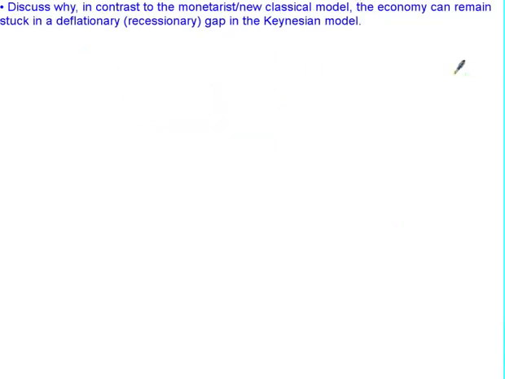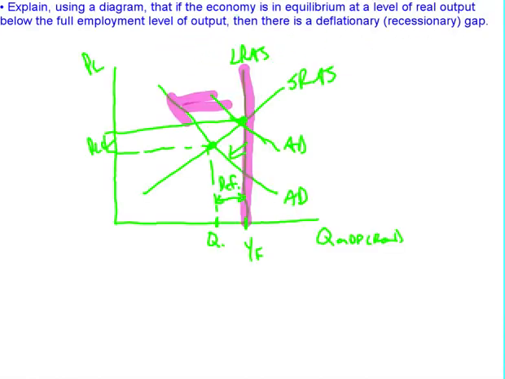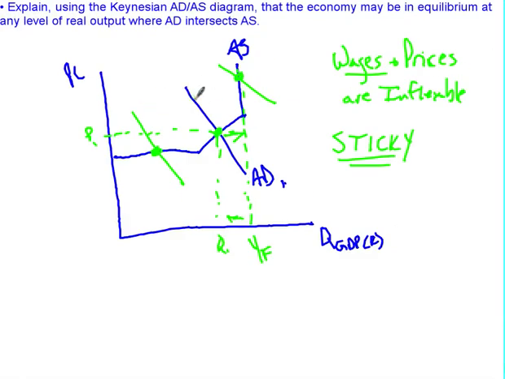Now the next one: discuss why, in contrast to the monetarist, the economy can remain stuck in a deflationary gap in the Keynesian model. We did this over here, so I'm not going to go through it all again, but this would be considered a deflationary gap. And again, why could it be stuck here? Why doesn't it work its way back to long-run equilibrium? Again, it's because of this idea of sticky wages.